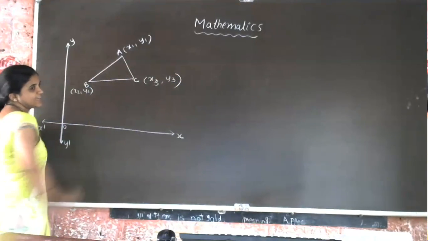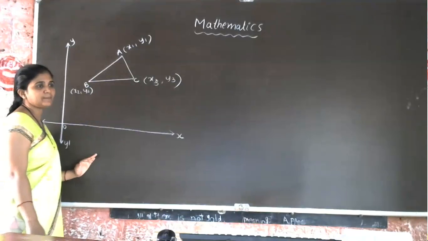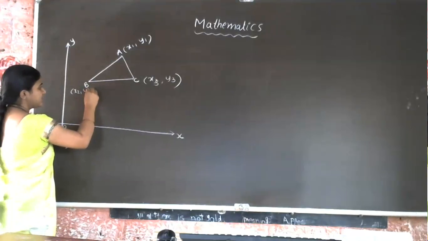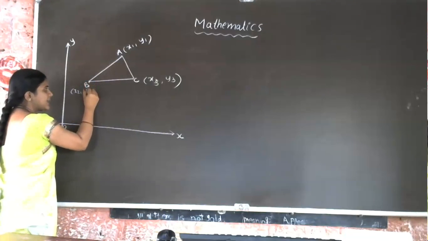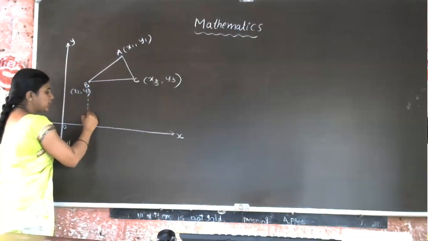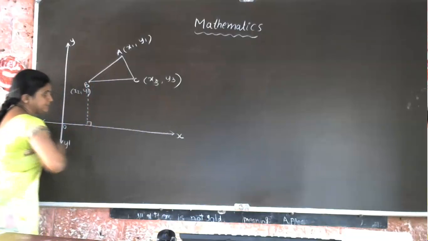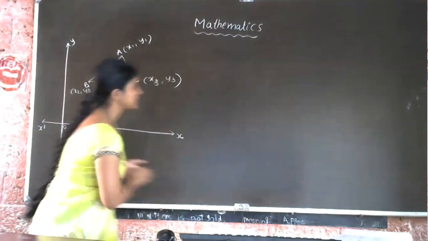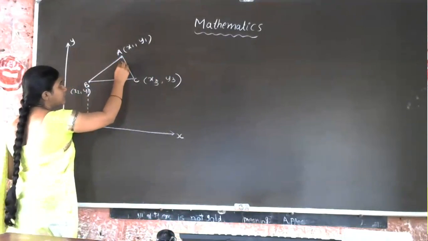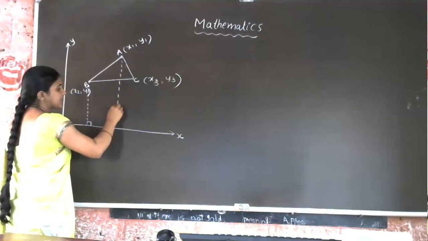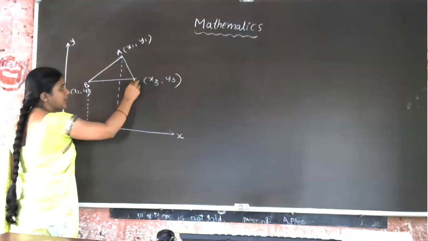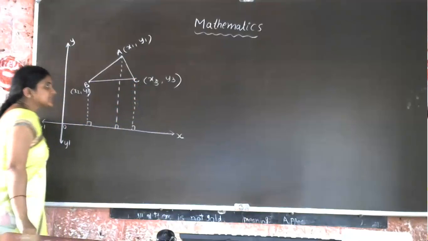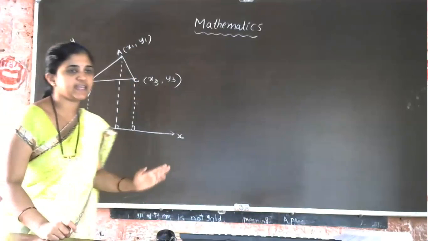For that again we have to go to the construction part. You have got the idea what construction we have to do. From B point we have to draw one perpendicular line to x-axis first. This is the first step. Next, from A point we have to draw one perpendicular to the x-axis. Next, from C point also we have to draw one perpendicular to the x-axis. This is the construction part in this area of triangle.